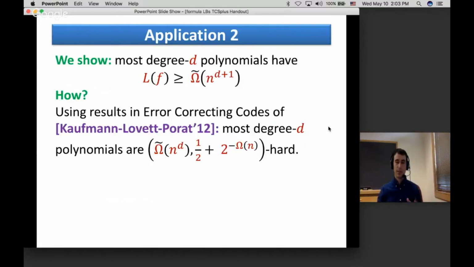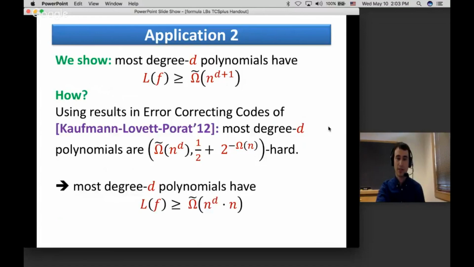This is really the smallest agreement that you could hope for, because these are functions on n bits. And then you convert this average case hardness result into a worst case using a reduction, and you get that most degree d polynomials require size n to the d times n. So really here, we got a factor of n improvement over the trivial counting argument. And this finishes the second application, and actually it finishes the talk. So I would like to thank you very much for listening, and I will be happy to answer any questions that you would have.